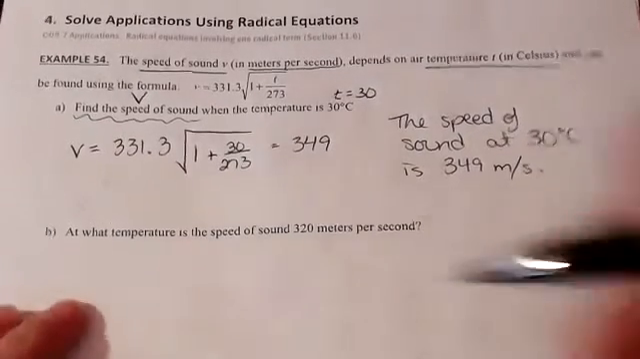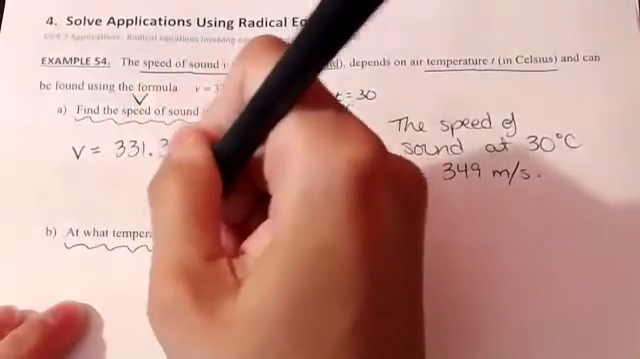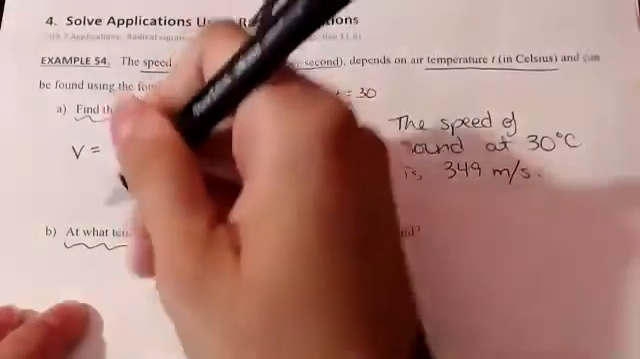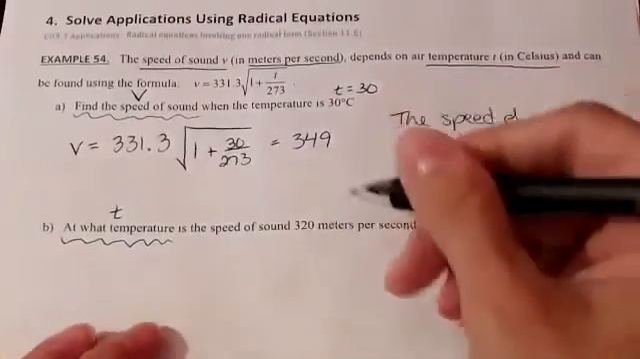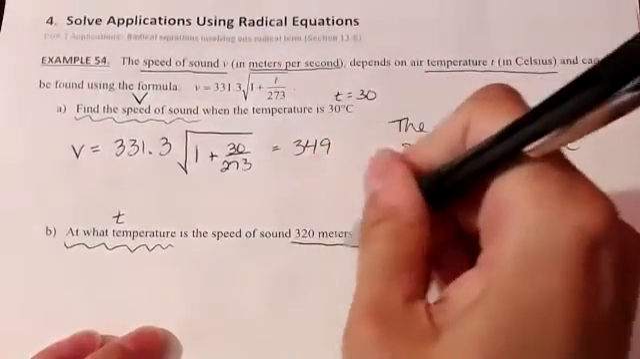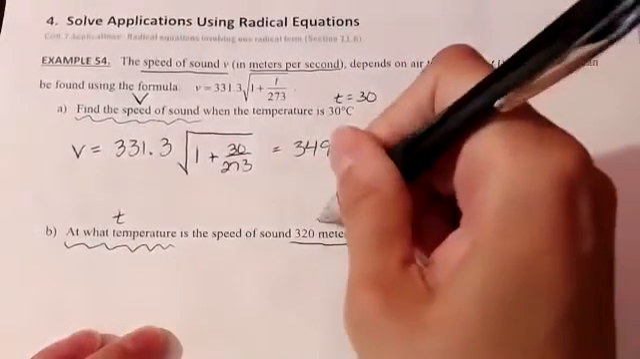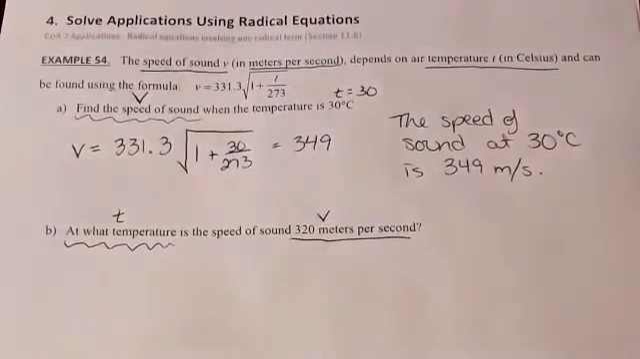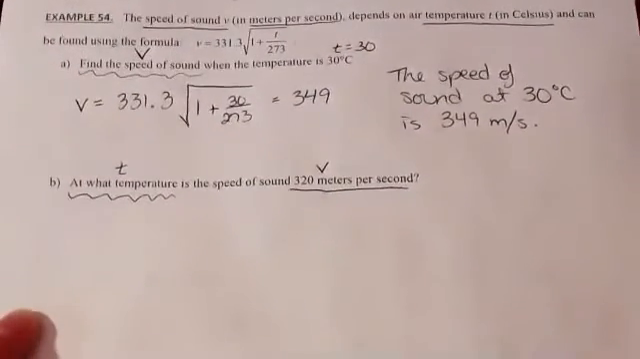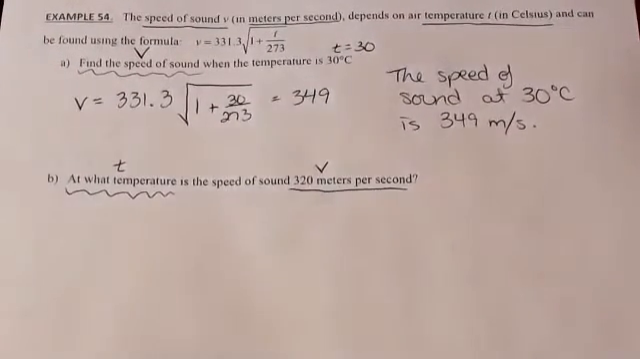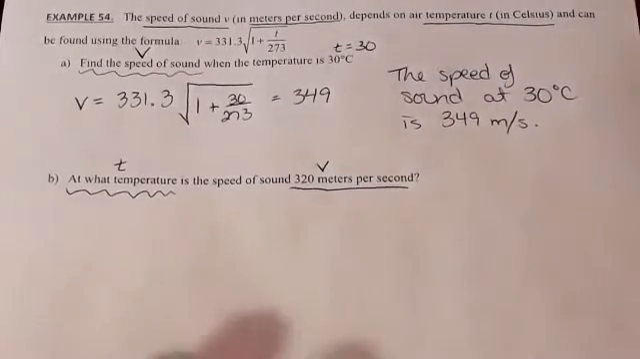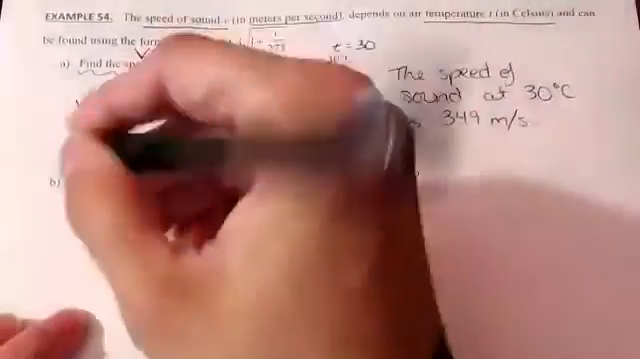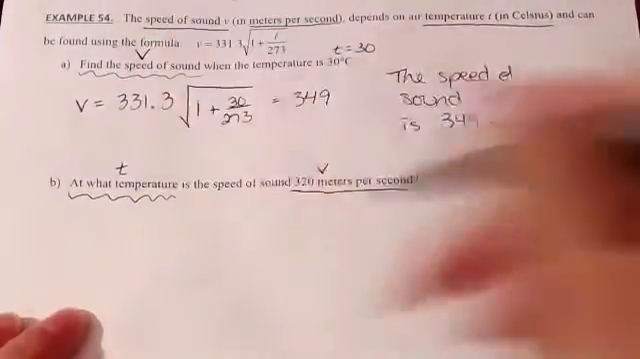Then it says at what temperature. That means we don't know T. Again, it's really helpful to identify what is it you're missing. When the speed of sound is 320 meters per second. So we have V in this case. I'm going to write down the formula, and then I would like you to walk me through what your thoughts are in terms of how you would actually solve this. We have a couple options here, so let's write it out first. V is 320.